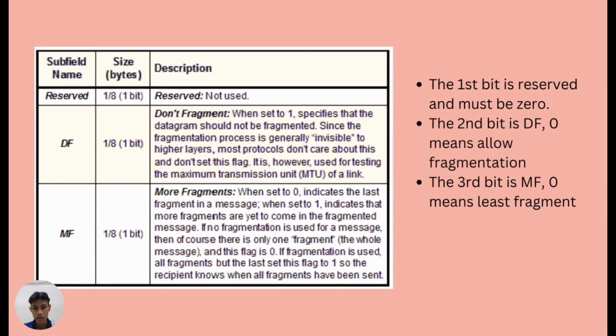Here we can look at a table that describes the uses of the flags. The first bit is reserved and must be 0. The second bit is DF. When it is 0, it means fragmentation is allowed. The third bit is MF. When it is 0, it means this is the last fragment.